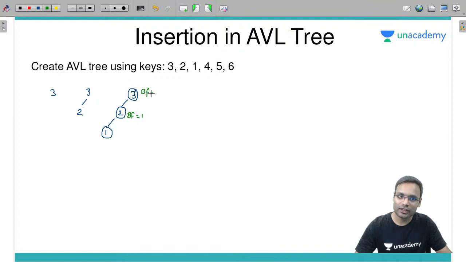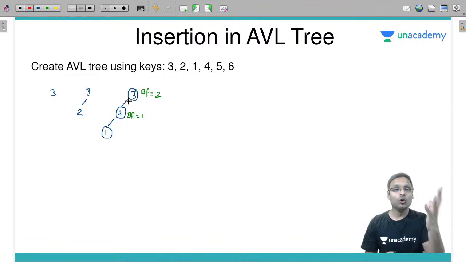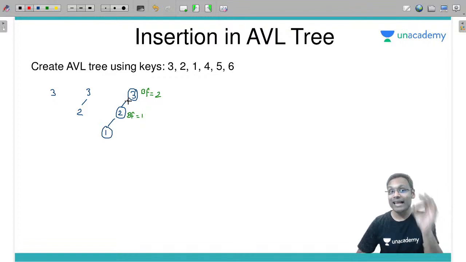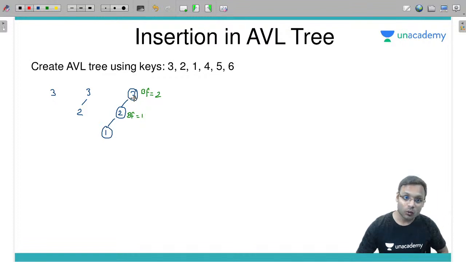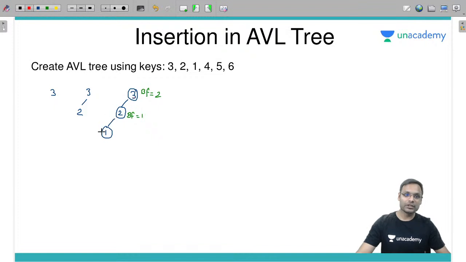Now I'll have to check here also. Why? Here there was no imbalance. At 3 we have checked: 1 and 2 minus 0, 2. Balance factor is 2. If the balance factor is 2, is there any imbalance? Yes, at 3. If imbalance came at 3, you only tell me which is the direction of the newly inserted node from 3. The direction is left and left.